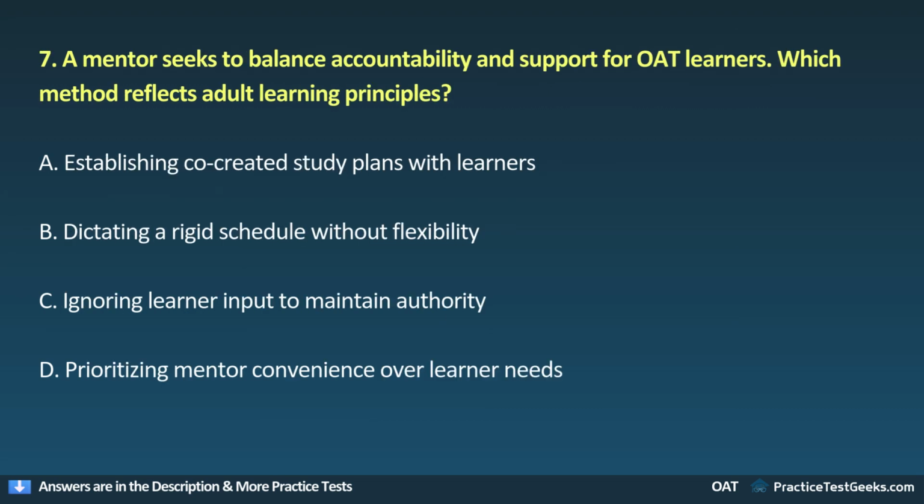7. A mentor seeks to balance accountability and support for OAT learners. Which method reflects adult learning principles? A. Establishing co-created study plans with learners. B. Dictating a rigid schedule without flexibility. C. Ignoring learner input to maintain authority. D. Prioritizing mentor convenience over learner needs.